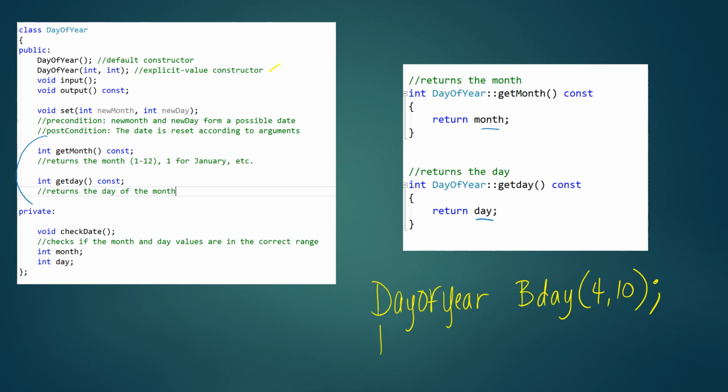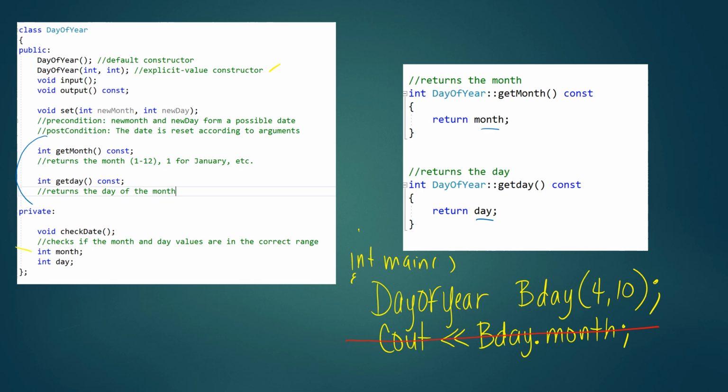But if I wanted to see out bday dot month, this would not be allowed. This is assuming I'm in my main function, or in a different program that's using my class. So I declare an object of type day of year, and then I want to print the month onto the screen. I'm not going to be able to do that because month is a private member variable.